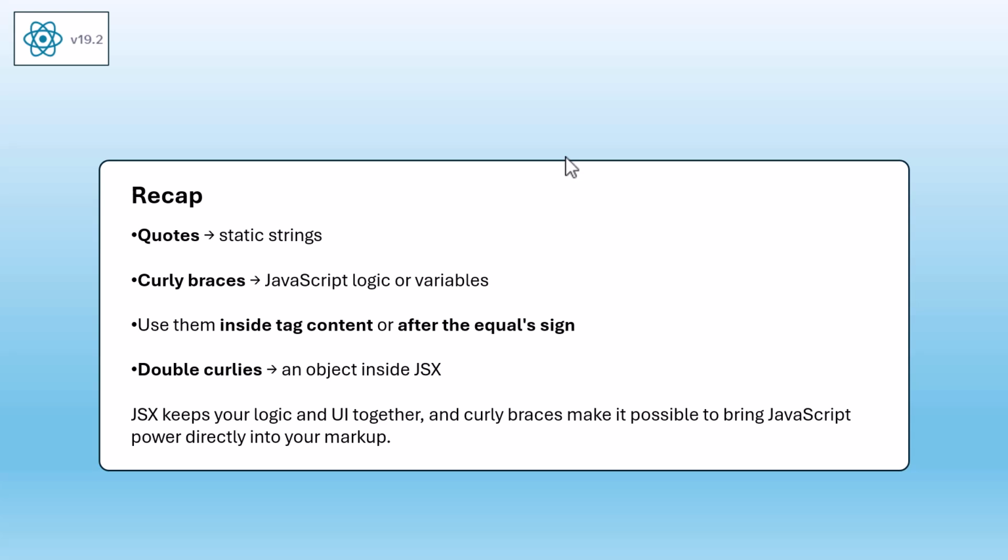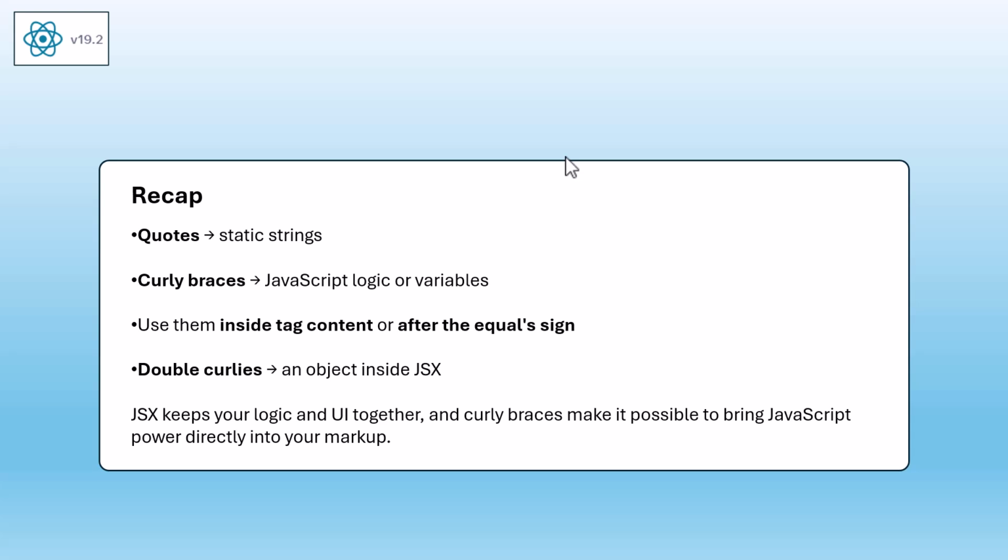7. Recap. Let's summarize what we've learned about JSX and curly braces. Strings written in quotes are static values. Curly braces let you embed dynamic JavaScript expressions such as variables, function calls, and even objects. You can use them either inside tag content or as part of an attribute value. When you see double curly braces, it simply means an object inside JSX curly braces, not a new or special syntax.